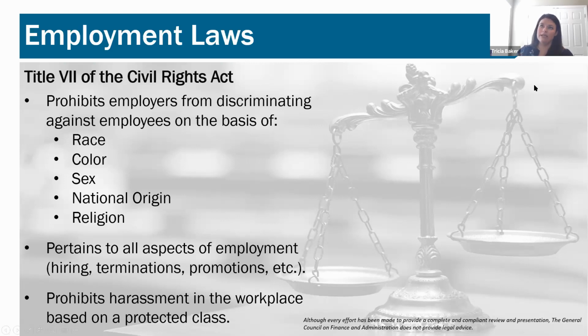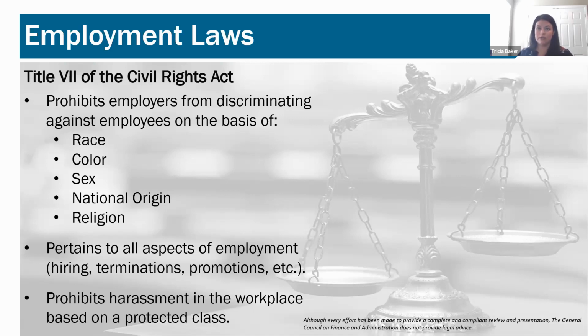The next employment law is Title VII of the Civil Rights Act. This is the law that prohibits employers from discriminating against employees on the basis of 5 things: race, color, sex, national origin, and religion. And this pertains to all aspects of employment, and it prohibits harassment in the workplace as it relates to these 5 things. So you may think, okay, we have race, we have national origin, and color, and there are 2. Individuals can be of the same race or national origin, but have different color skin, so that's protected as well.